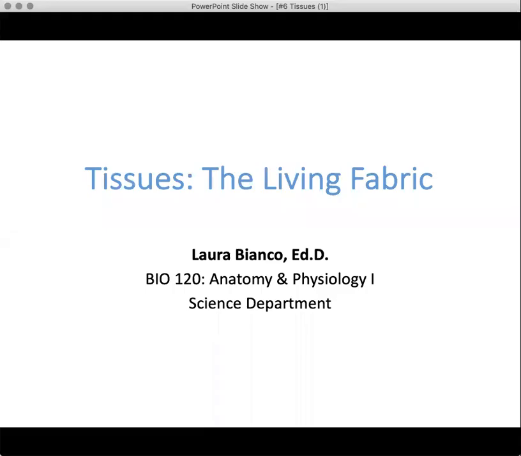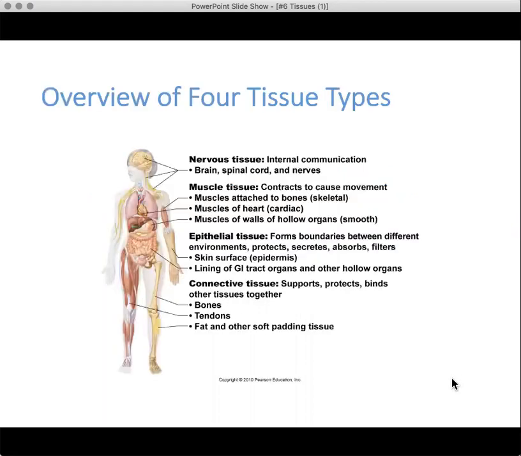This is the lecture on tissues, which is from chapter 4 of the textbook. And I'll start with just a quick definition of tissues, just to refresh your memory. Tissues are made up of a group of cells that are similar in structure, and they are performing a common function. There are 4 basic tissue types.